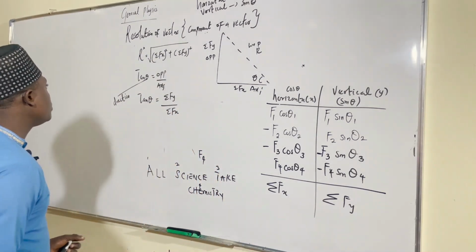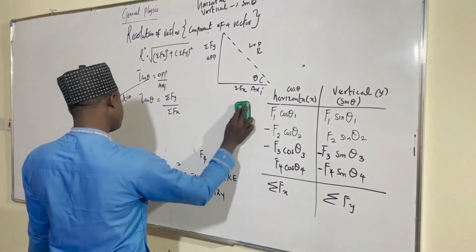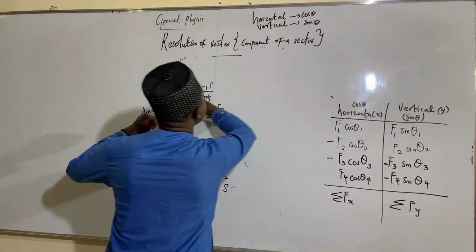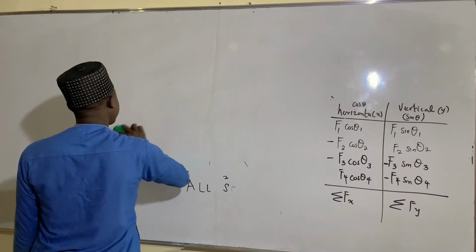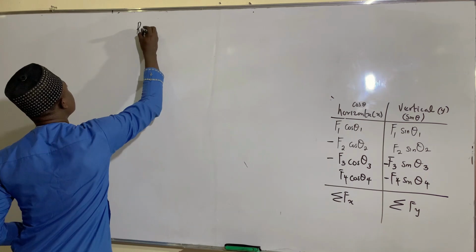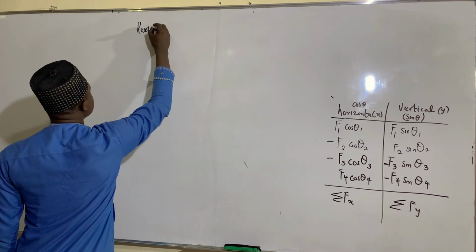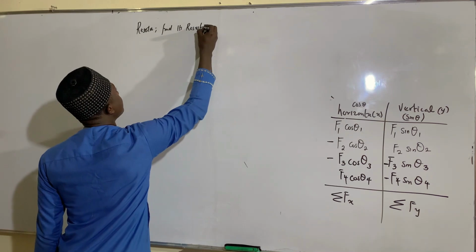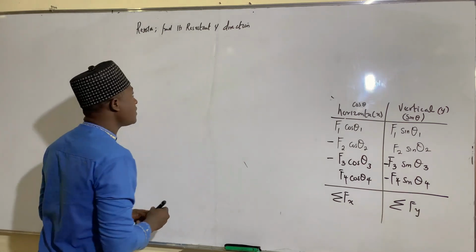So let's solve two examples here so that we see how we can approach this problem. You can see that it's simple, right? Nothing hard or difficult in these vectors. It says resolve these forces and find its resultant and directions. Maybe we are given a problem like this.